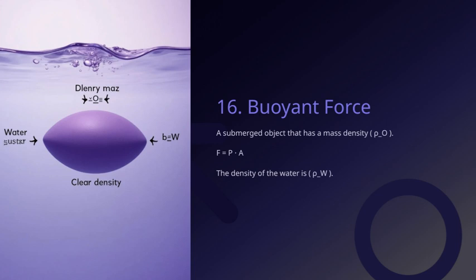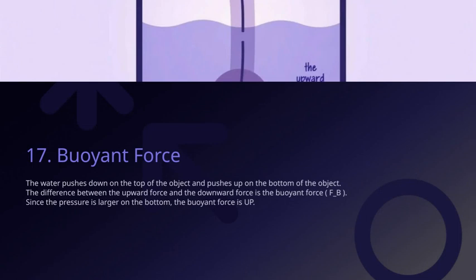Recognizing this helps us understand why objects float or sink, and it ties into the overall theme of how fluids interact with solids. So here we see that the water exerts a force on the object in two ways. It pushes down on the top of the object and pushes up on the bottom. The key idea is that the difference between these two forces, the upward force and the downward force, is what we call the buoyant force, or FB.